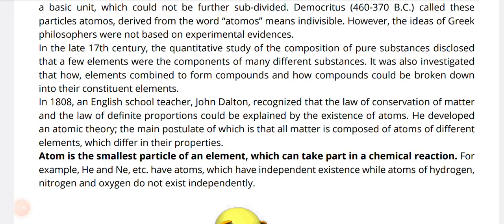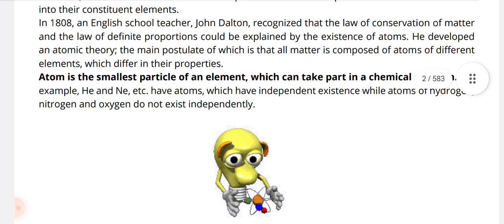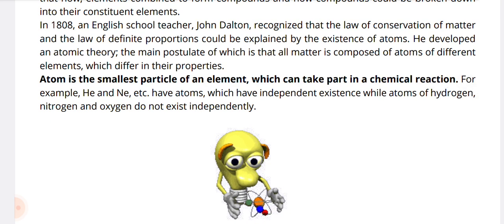In 1808, an English school teacher, John Dalton, recognized that the law of conservation of matter and the law of definite proportions could be explained by the existence of atoms. He developed an atomic theory, the main postulate of which is that all matter is composed of atoms of different elements which differ in their properties. Atom is the smallest particle of an element which can take part in a chemical reaction.